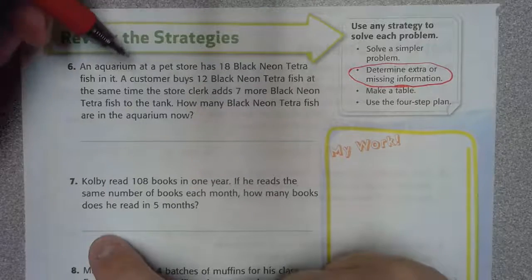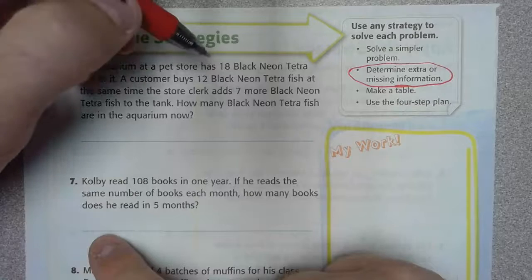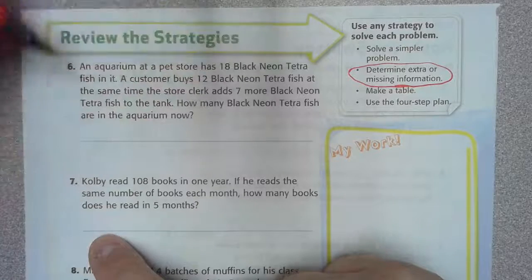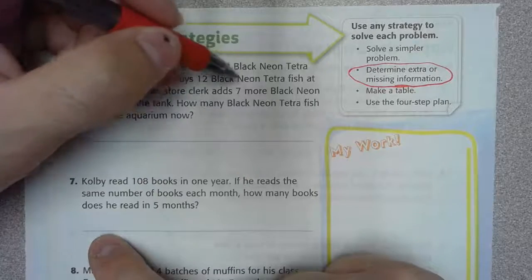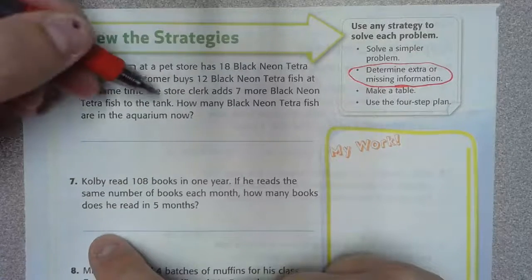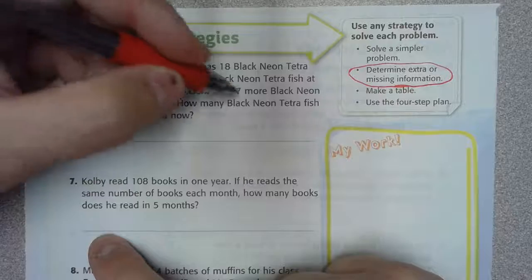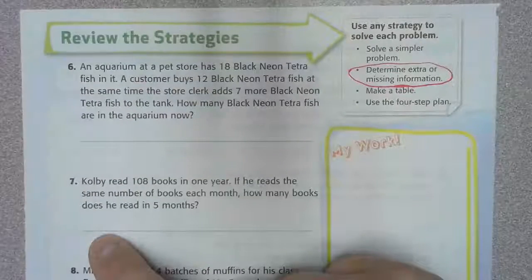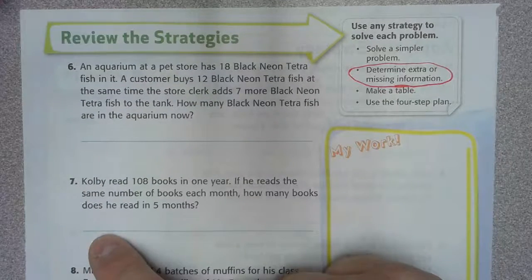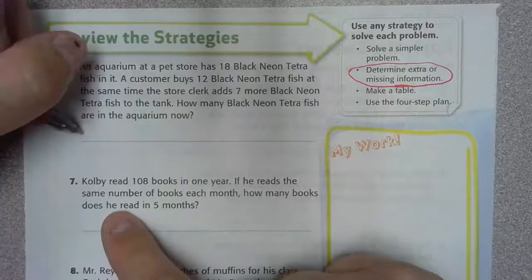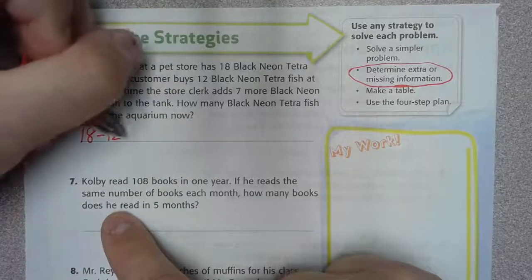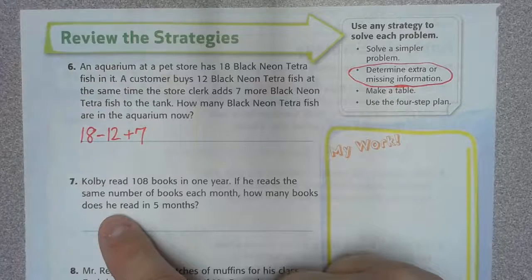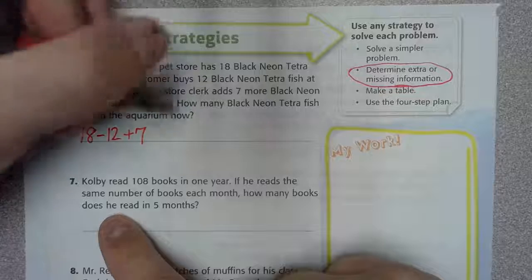An aquarium at a pet store has 18 black neon tetrafish in it. A customer buys 12 of those black neon tetrafish at the same time. The store clerk adds 7 more. So you do 18 minus 12 plus 7. Does everybody agree on that one? Okay, so what are you going to get when you get that, Ray?